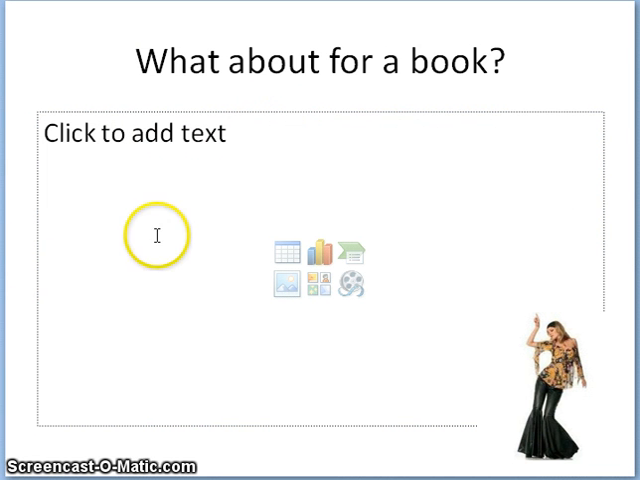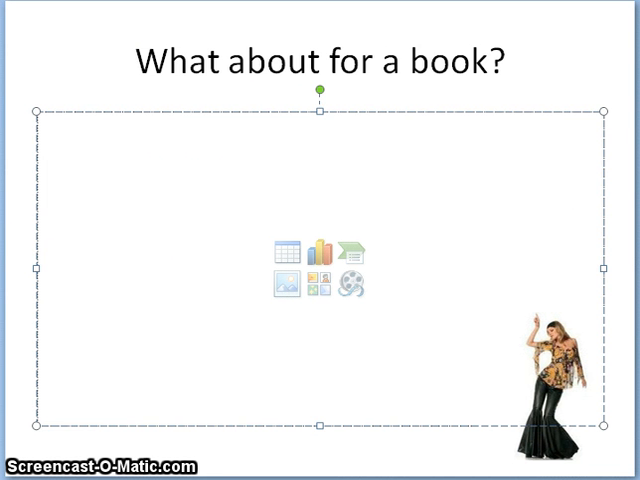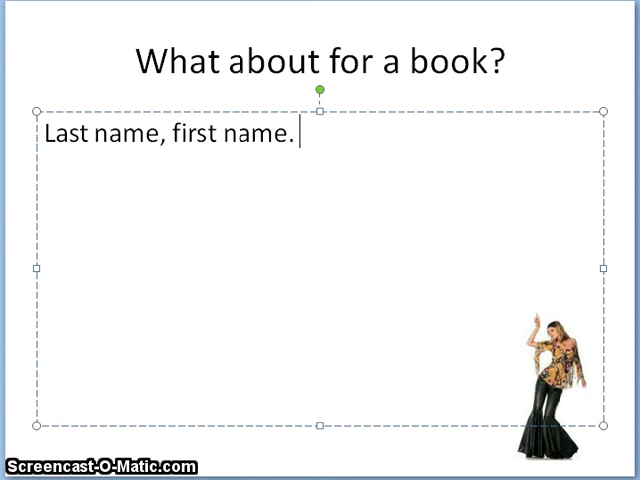What about for a book? A book has a similar format. We're going to be using a similar type of structure. First, the author's last name, then the first name, then the title. Only this time, you're not going to put the title in quotation marks. You're going to put the title either italicized or underlined. We're going to do italics right now.